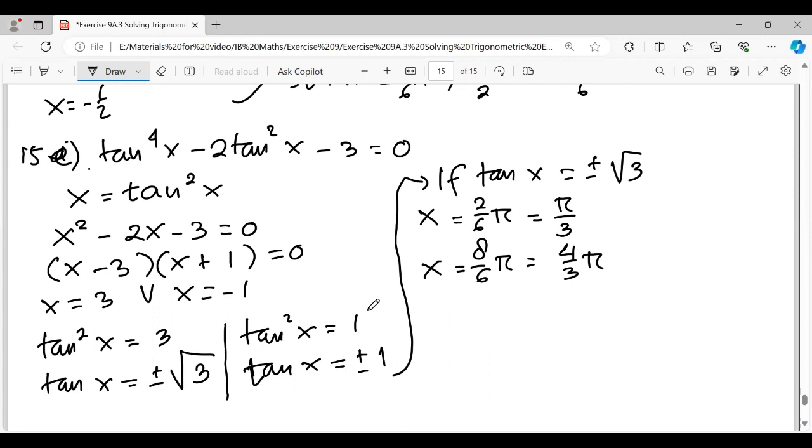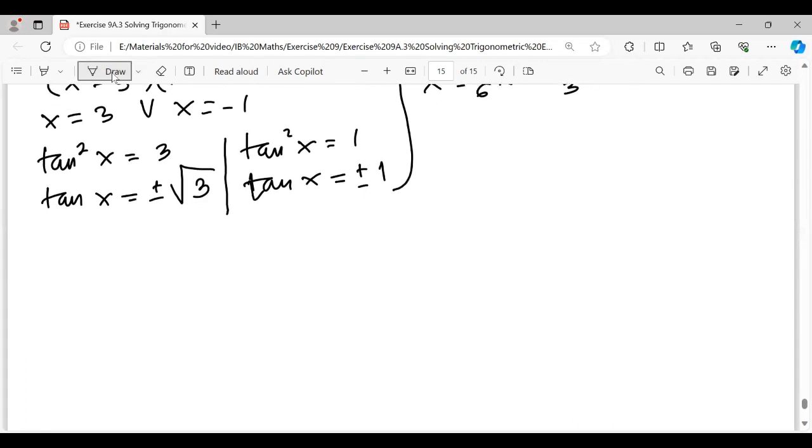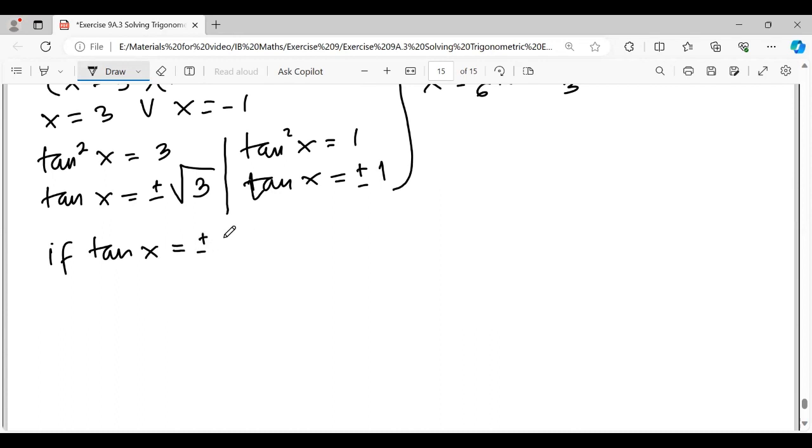So next, if tangent squared x equals negative 1, there is no solution for this, because tangent x is sine x over cosine x, and a square cannot equal negative 1.